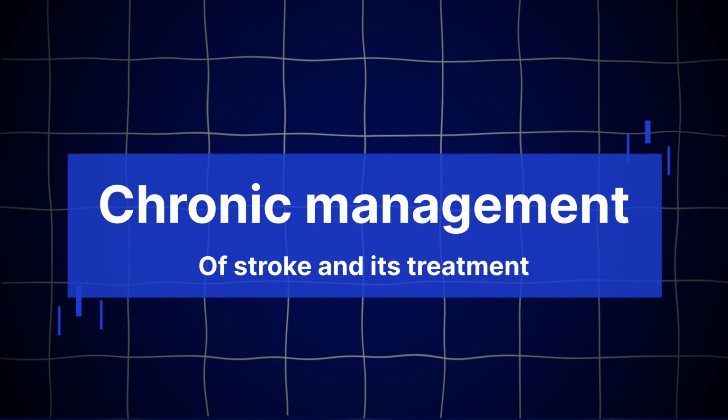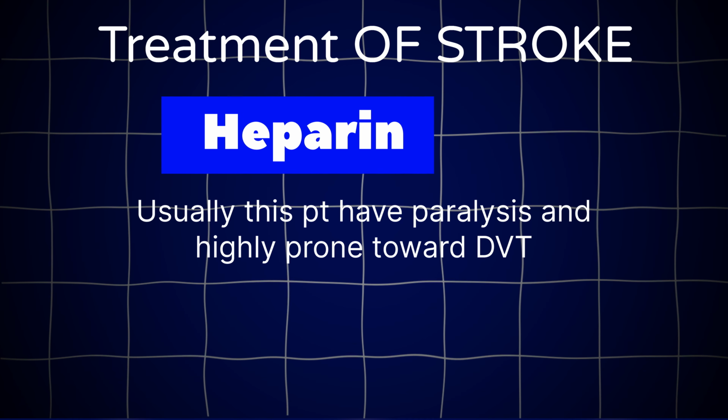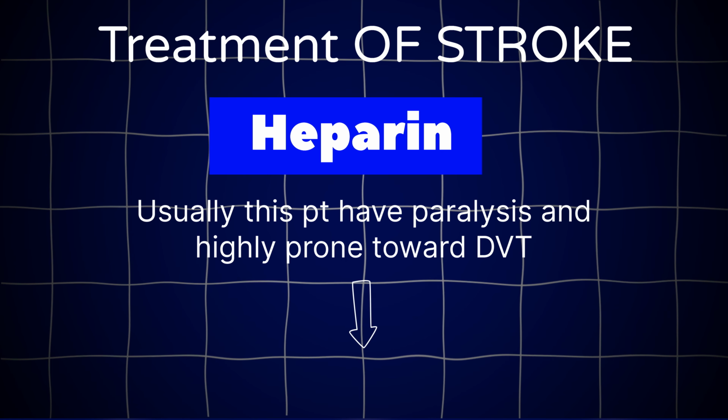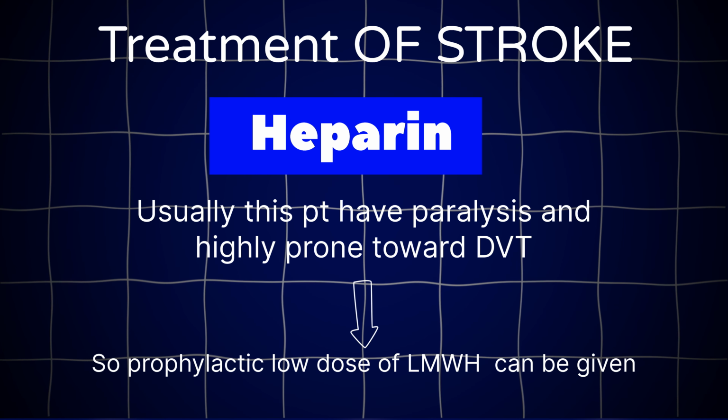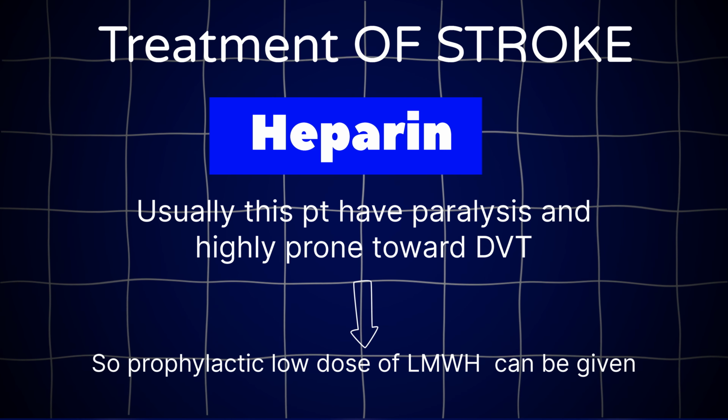Chronic management of the patient with stroke includes heparin. Usually these patients are paralyzed. These patients are highly prone to develop deep vein thrombosis. Prophylactic low dose of low molecular weight heparin can be given in chronic therapy.